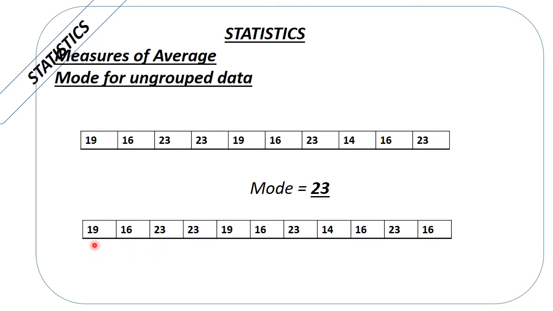What about there's another case here. In this case, if you look, we've got two modes, 23 and 16. How? Because if you look at 19, it appears 1, 2, just twice. 16 appears 1, 2, 3, 4. Then 23 appears 1, 2, 3, 4. Now the other one is 14 appears once. So 23 and 16 appear the same number of times. So this data set has two modes, 23 and 16.